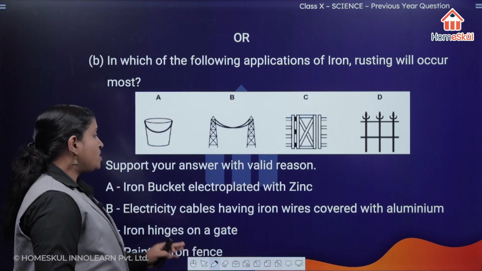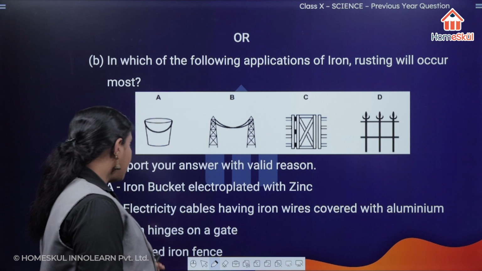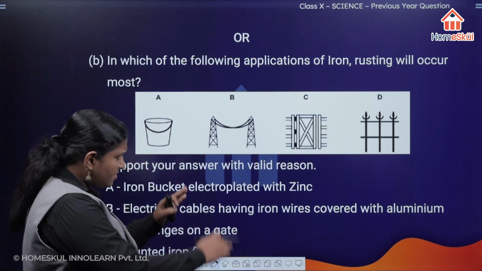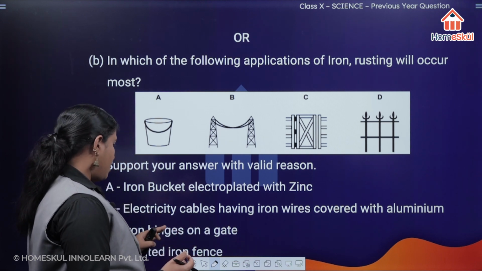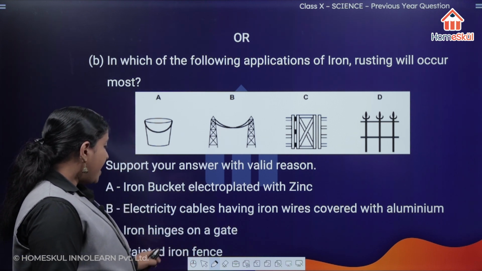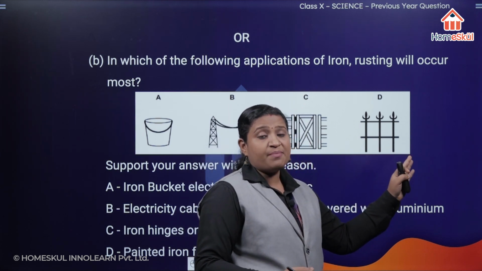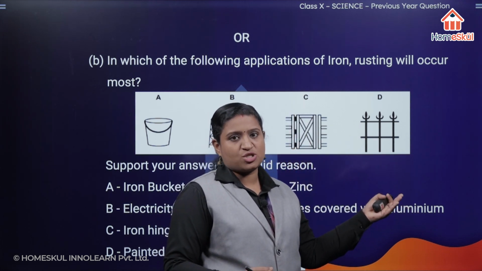C, iron hinges. You can see an iron gate. Iron hinges on a gate. Okay, hinges are there, so they are kept open. And the last option D, painted iron fence. Since the iron fence is painted, painting prevents formation of rust.